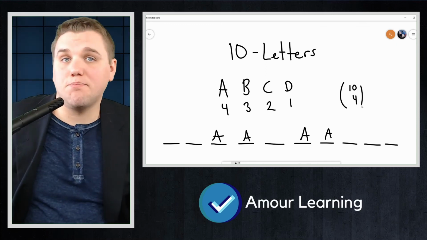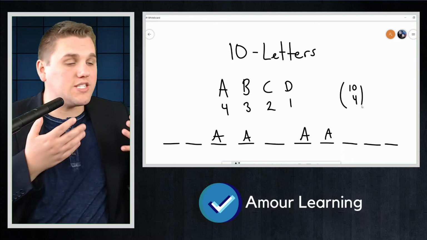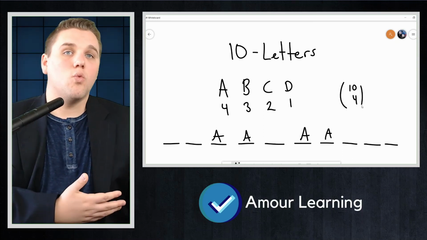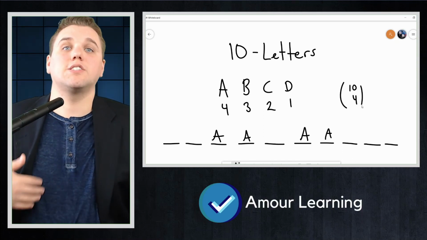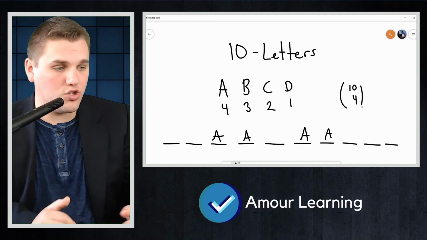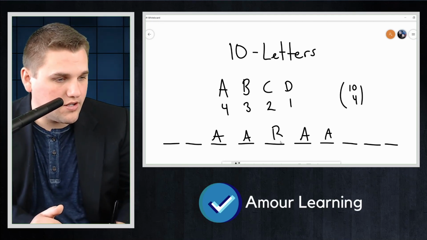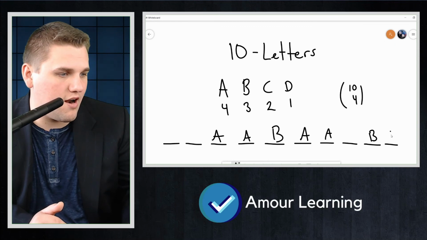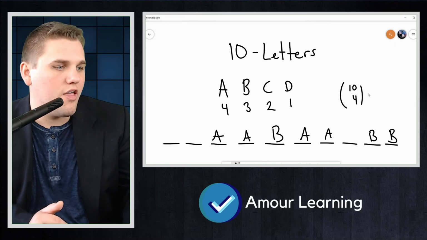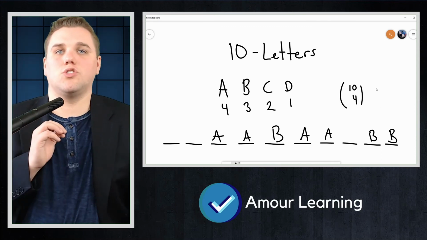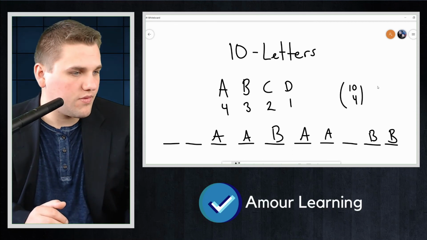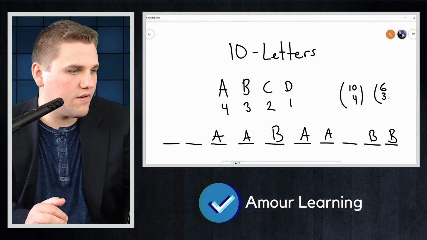Now, where can we put the B's? Well, there are only 6 spots left. We need to pick 3 of them. This can be done in 6 choose 3 ways. So maybe we put the B's there, there, and there. So there are 6 choose 3 ways here. I'll put this over here.